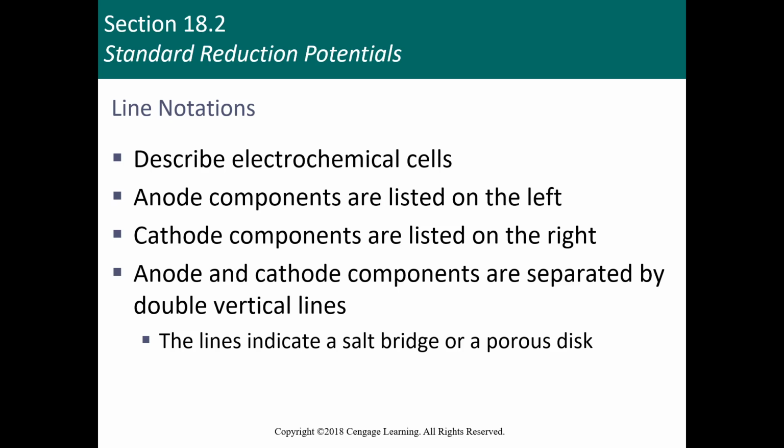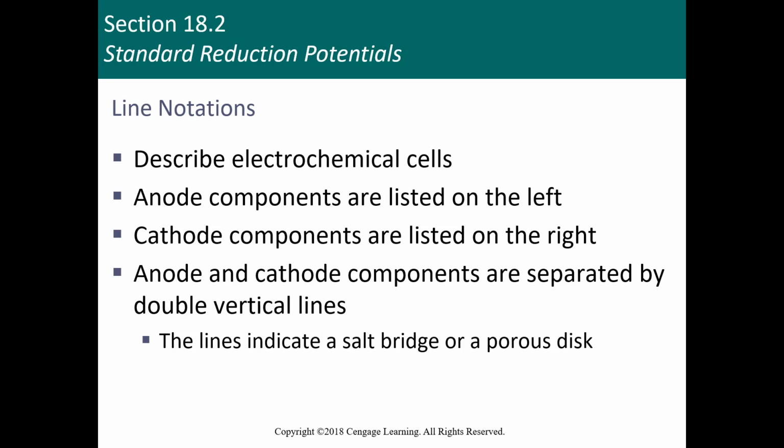Your anode components are always listed on the left. Your cathode components are always listed on the right. One of the ways you can remember this is anode is A, that comes first. Cathode is C, that comes last. So left to right, just like you read. The other way you can think about this is your anode here, that's always going to be your reduction, and your cathode is always going to be your oxidation. And so your redox, right? Just like a redox reaction.